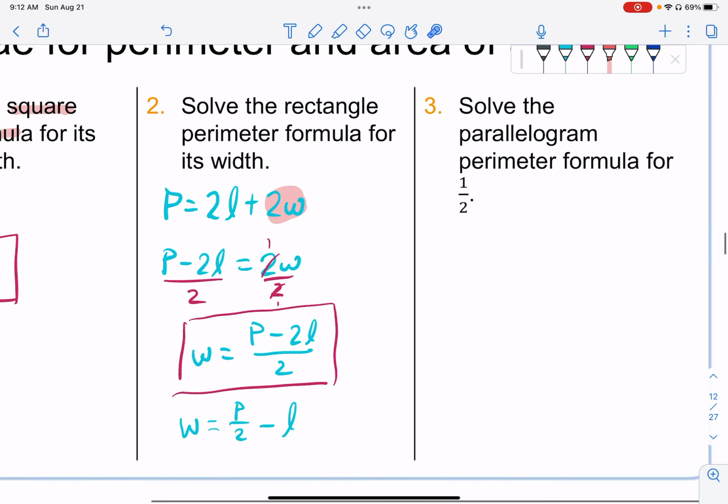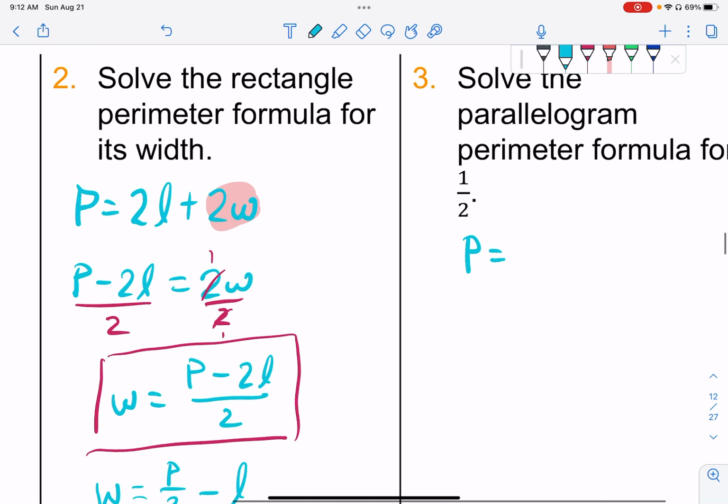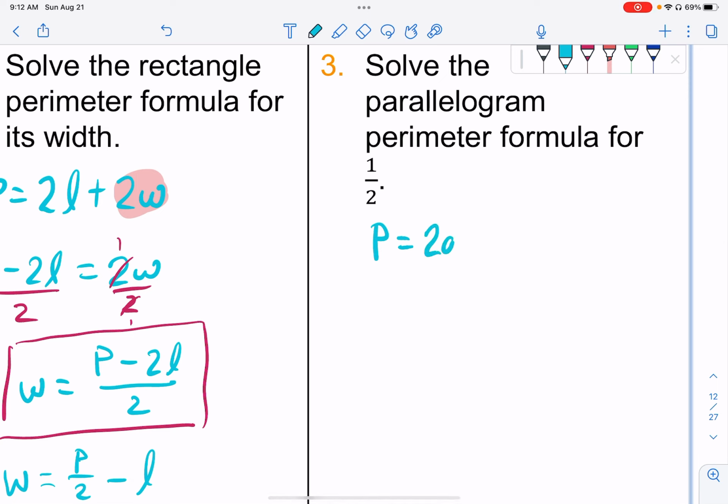On number 3, solve the parallelogram perimeter formula for a half. For a half, I don't think that there is a 1/2 in that formula. Let's take a look at what that formula is. The perimeter is basically the same thing as the perimeter for a rectangle. We just use different letters. We have 2 A's and 2 B's. And you can see that we don't have a 2 in here at all. Let me restate that. We have 2's, but we don't have the number 1/2.